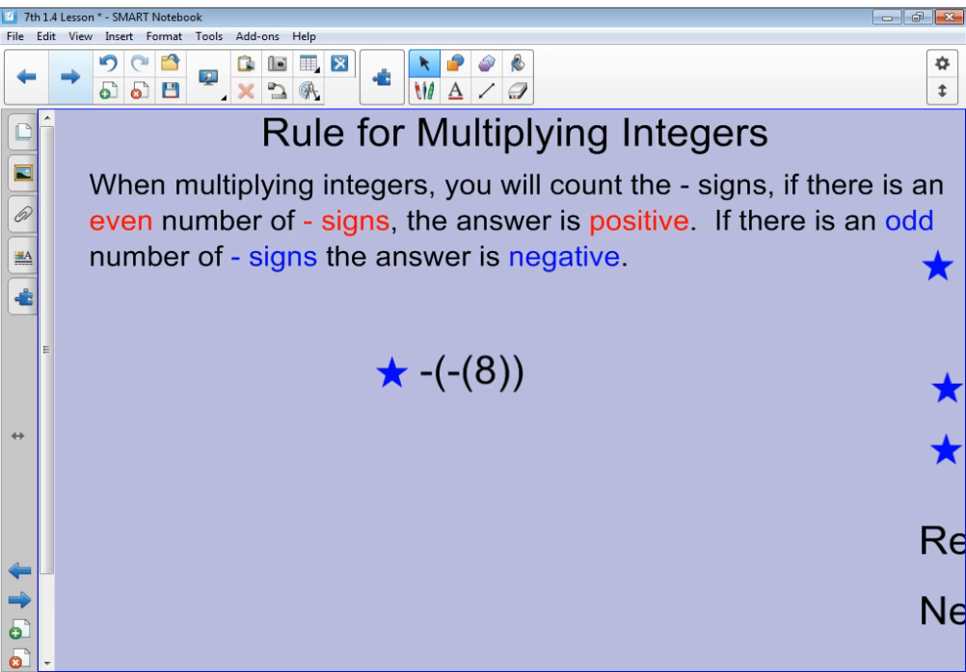Here we have 1, 2 negative signs. Is that even or odd? That would be even, which would make our answer a positive 8.